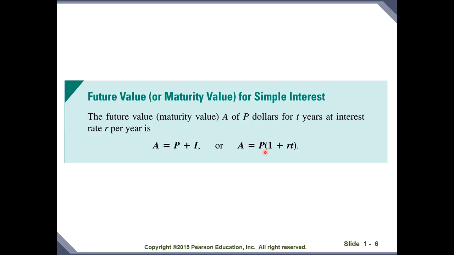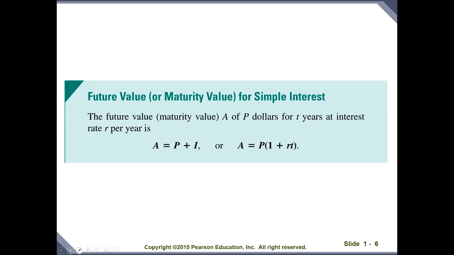The shortcut way to do this, so we don't have to calculate the interest separately, is the formula on the right. The future value, which we usually use capital A for. You might sometimes see capital F, capital V for future value. In words, you might see maturity value also. So the future value A of P dollars, that's our principal, for T years, at the interest rate R per year, is either we can find the interest separately and add it to principal, but usually we use this formula on the right. It is P times the quantity, 1 plus R times T.